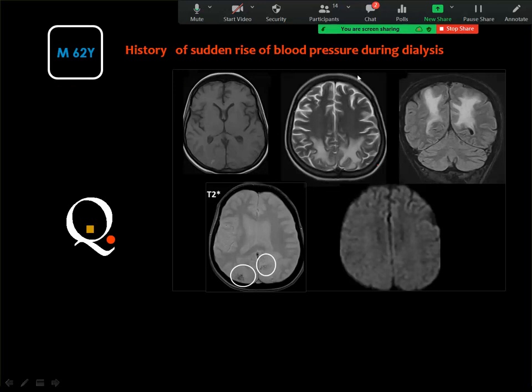This patient had history of sudden rise of blood pressure during dialysis.